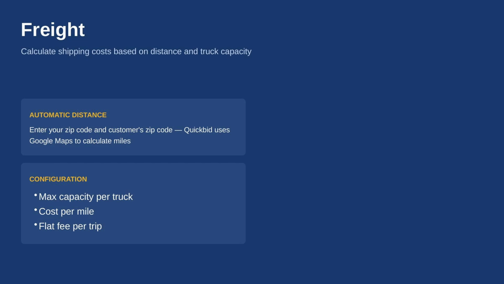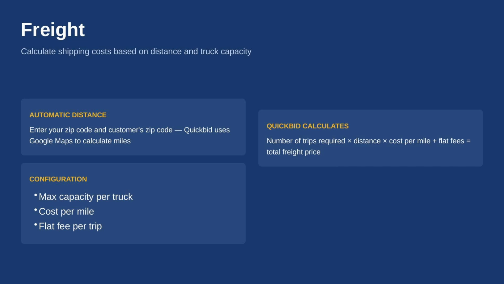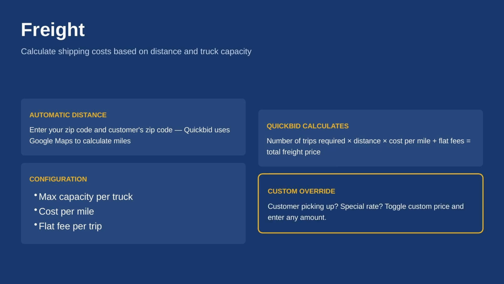Then you configure your freight settings. Max cabinet and items capacity per truck. How many cabinets and items can fit in one delivery trip? Freight cost per mile. Your cost to drive each mile. Any additional flat fee per delivery trip. Quickbid then calculates how many trips are required based on your order size, multiplies by the distance and your per mile cost, adds the flat fee, and gives you a total freight price. If you need to override this calculation, maybe the customer is picking up the order themselves, or you've negotiated a special delivery rate, you can toggle on a custom price and enter whatever amount you want.